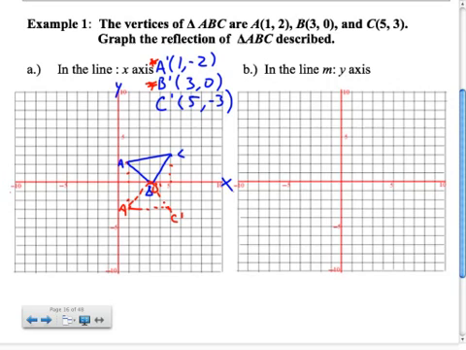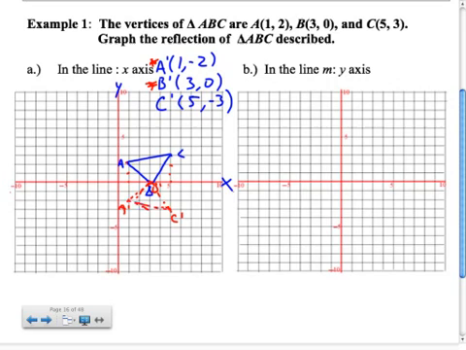I think I goofed up there. I goofed up the A prime. That's why they don't look congruent; the triangles should look congruent. For A prime, I should have gone down 2, but I went down 3 by accident. But you get the idea. That's what the shape is going to look like.